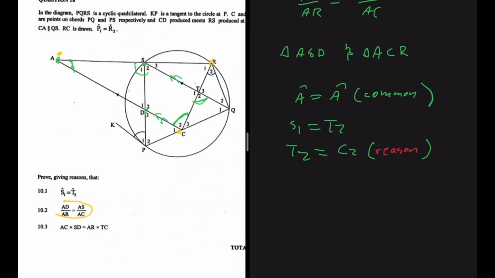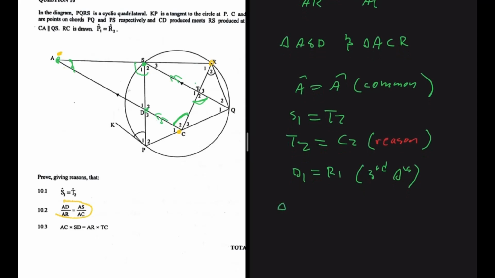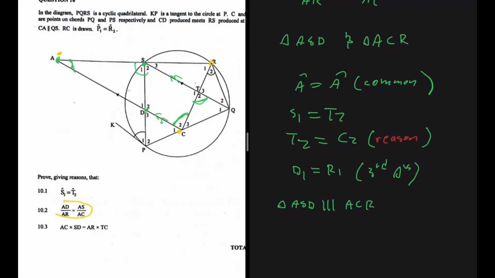Now, since we've proved that T2 is equal to C2, we can conclude that D1 should be equal to R1. Why is D1 equal to R1? Because of the third angle of triangles. If the other two angles are equal to each other, then consequently the third angle should be equal too. So we've proved that ASD is similar to ACR. Now we can say that AD divided by AR is equal to AS divided by AC.